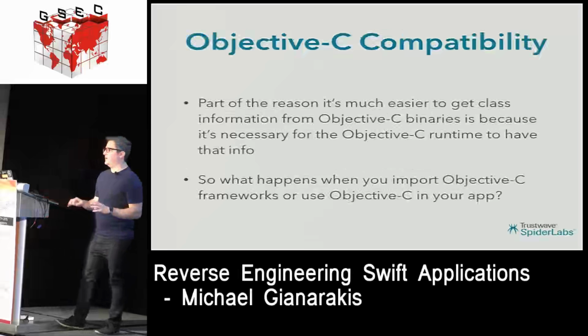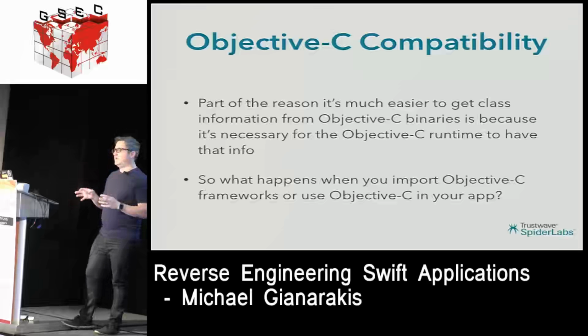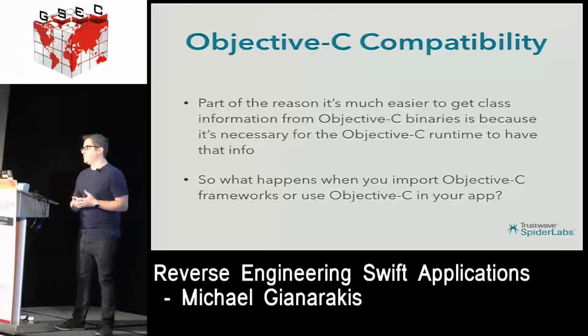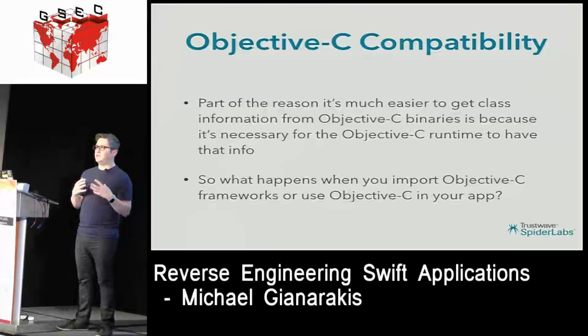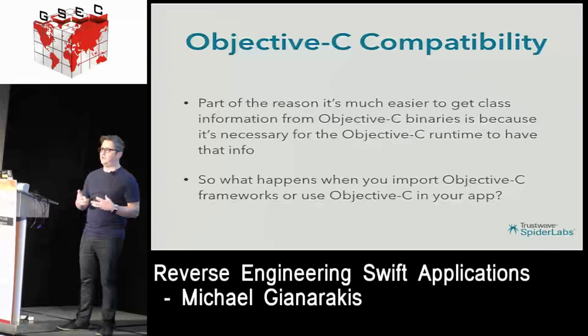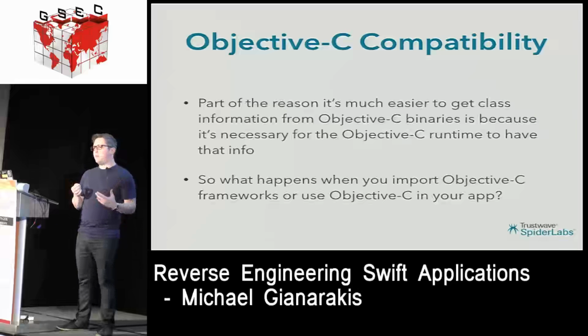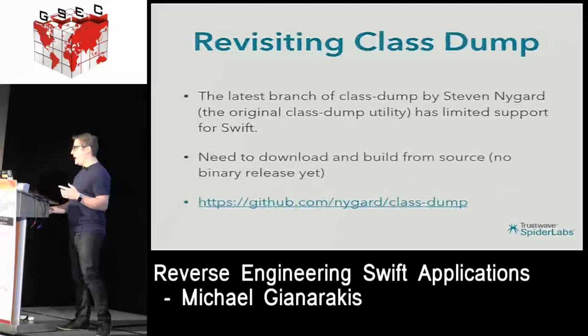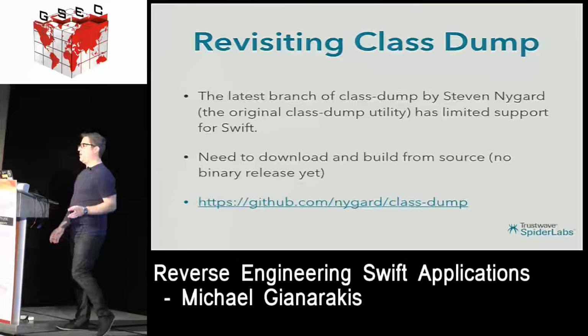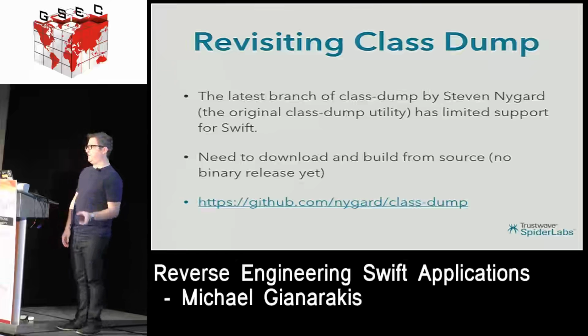So Objective-C compatibility. How does this shift things up? Part of the reason why it's much easier to get class information from Objective-C is because it's necessary for the Objective-C runtime to have that information for it to run, right? So what happens when you import Objective-C frameworks or use Objective-C in your app? So with that in mind, let's revisit ClassDump.